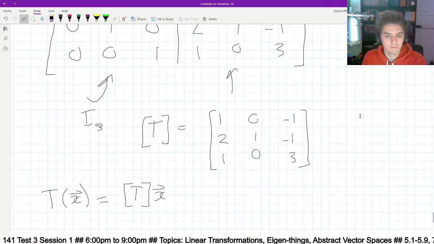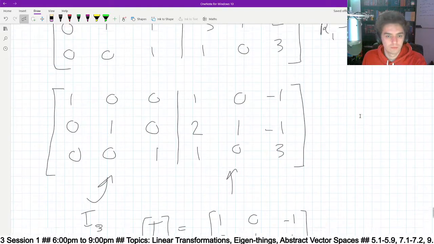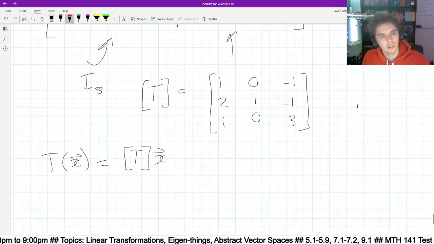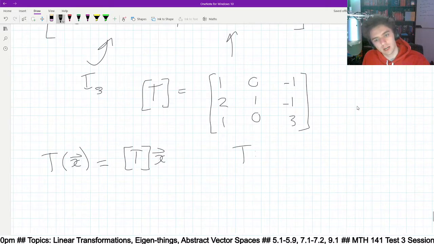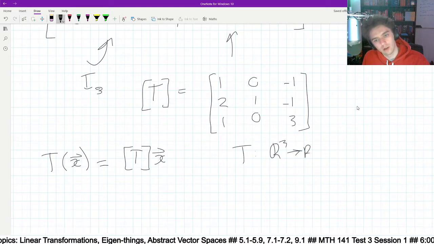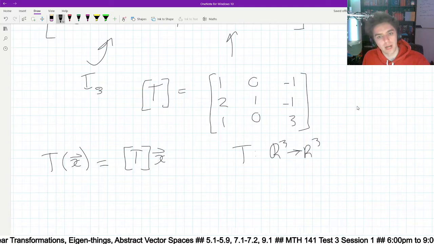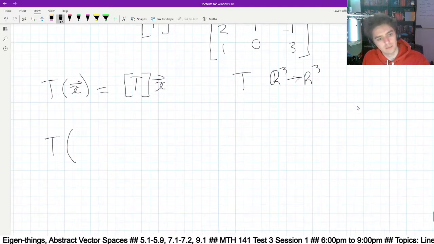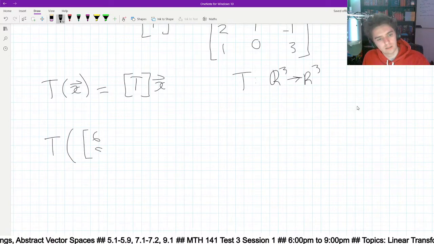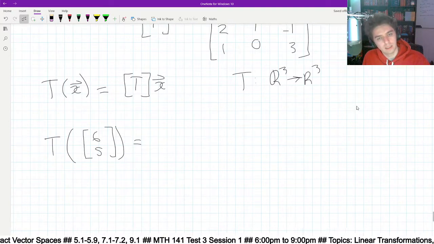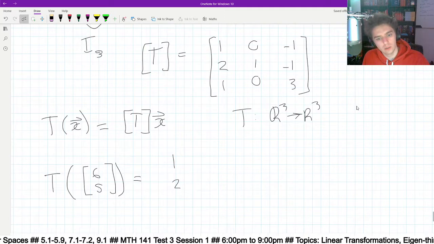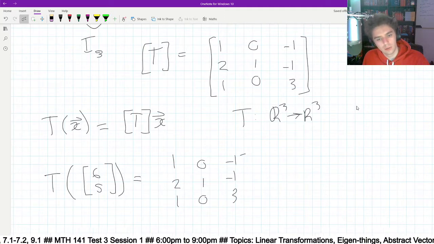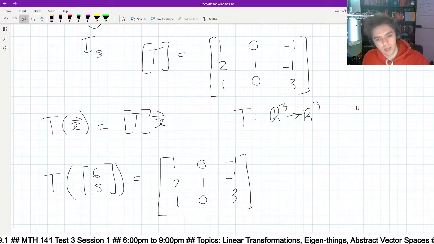R could be R2 as well. We just get something different, right? You couldn't use this transformation for R2 because this transformation is defined from R3 to R3. Let's see what happens if I try to do it with R2. So if I'm saying I'm going to try to find T of 6, 5, okay? That means I'm going to take this matrix, 1, 2, 1, 0, 1, 0, negative 1, negative 1, 3, and multiply that by 6, 5.